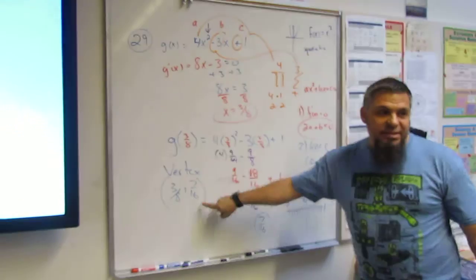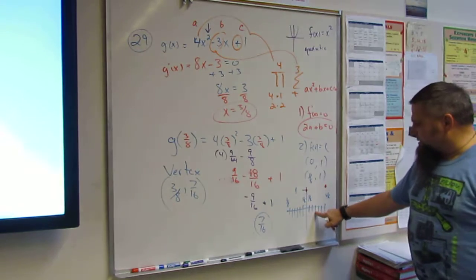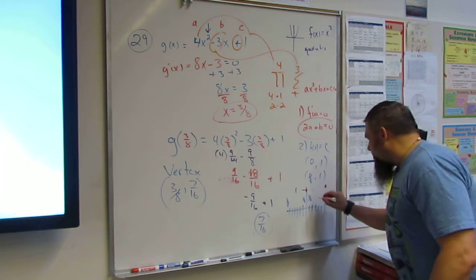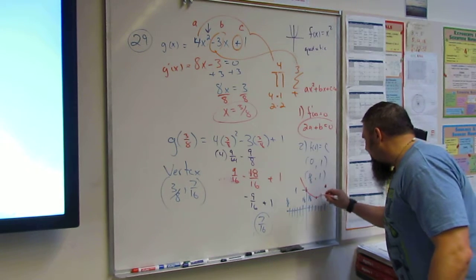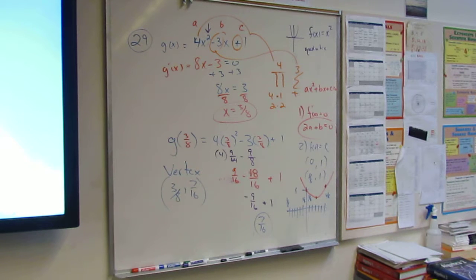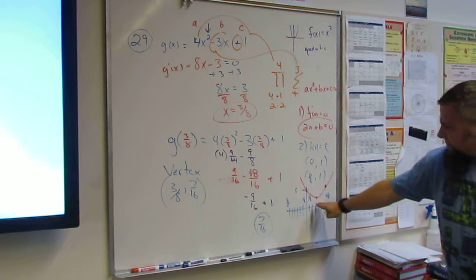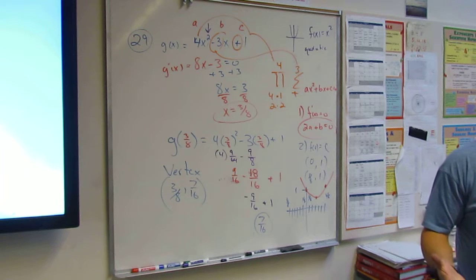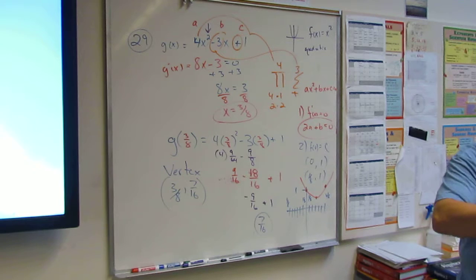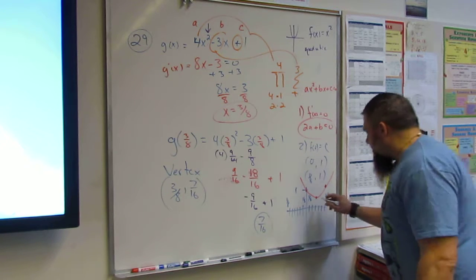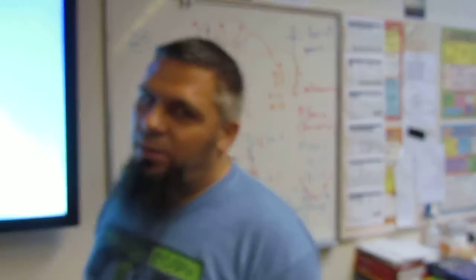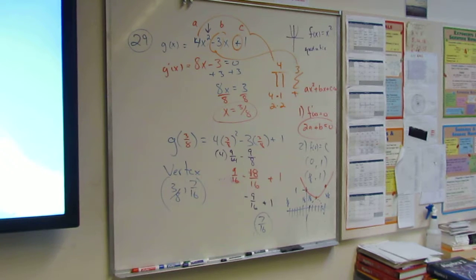3/8 and 7/16. Right? So 3/8 is right here. And 7/16, well, that's like about half, right? Here's the point. So here's about half. What's happening here? Is it touching the x-axis? No. It doesn't touch the x-axis. So there are no zeros, right? Or is there? And this is where we come up with the shadow effect. Okay? And the shadow effect is when we're going to take this into the next level.